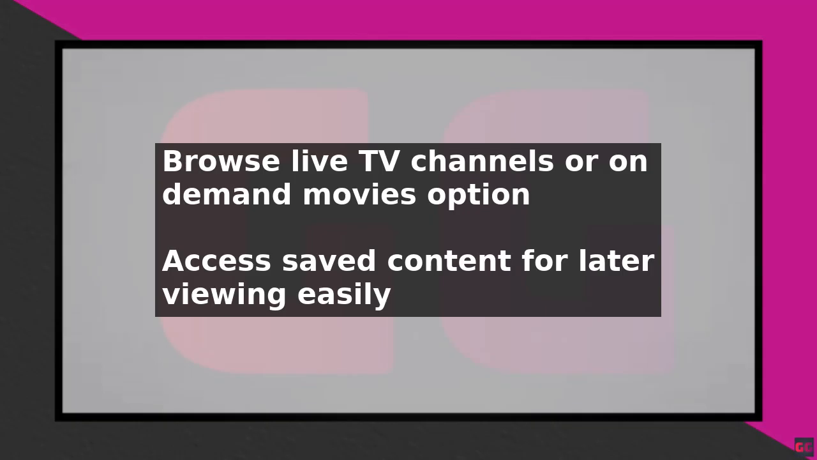To watch live TV, select the TV option and browse through the available channels. You can filter channels by genre or search for a specific channel. Once you find a channel you want to watch, select it and the live stream will begin.